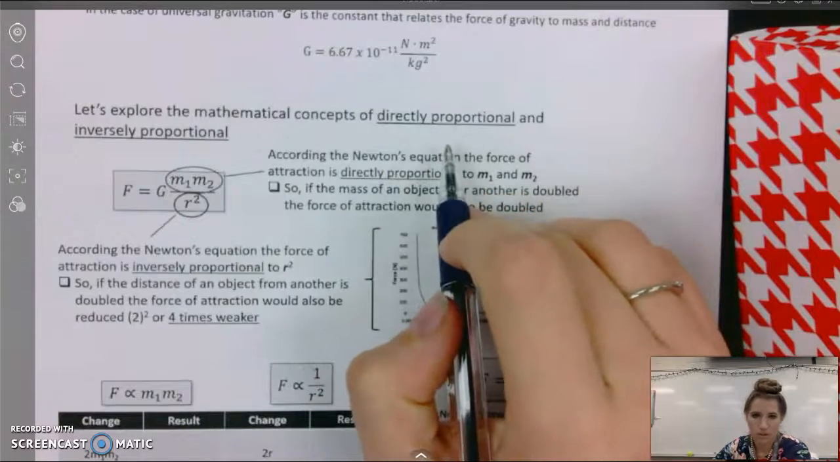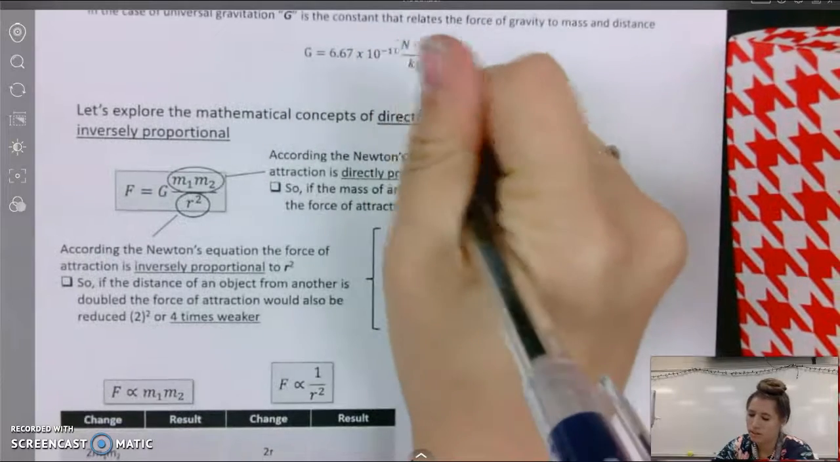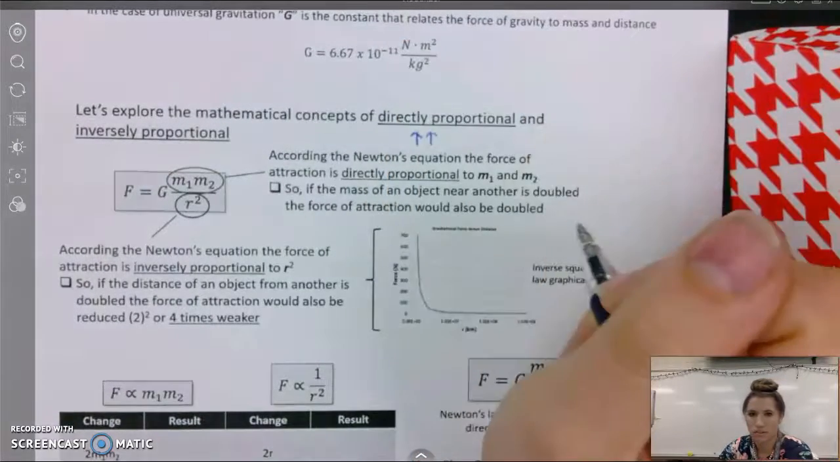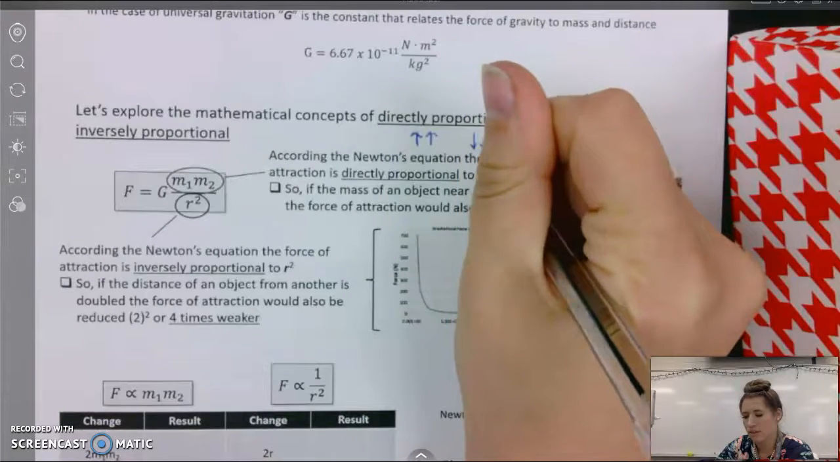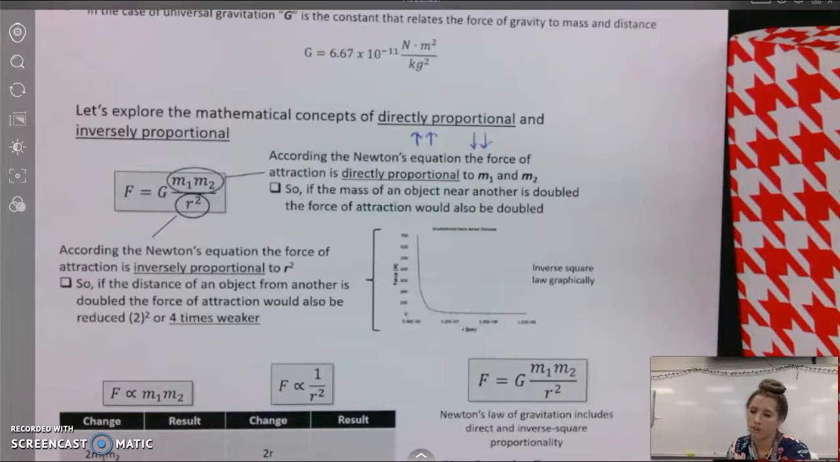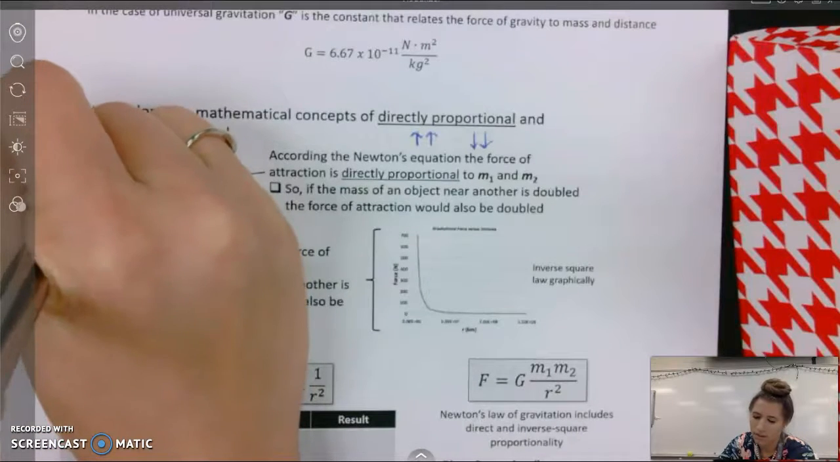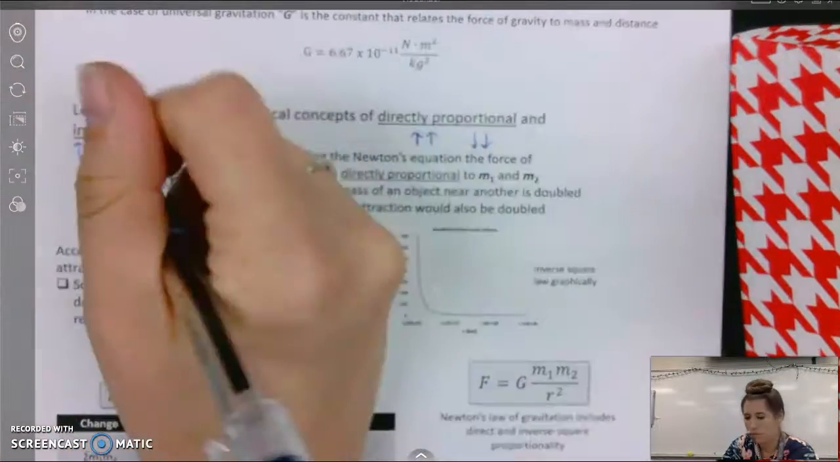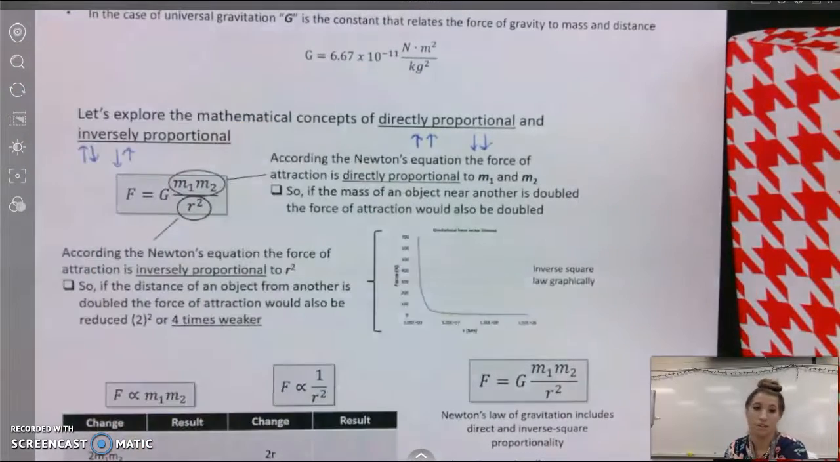Directly proportional means that if one value increases, then the other value increases. Okay? Or if one value decreases, the other value decreases. Then those two values or components are directly proportional to one another. Inversely proportional is the opposite of that: when one of them increases, the other one decreases. Or vice versa, if one decreases, the other one increases.